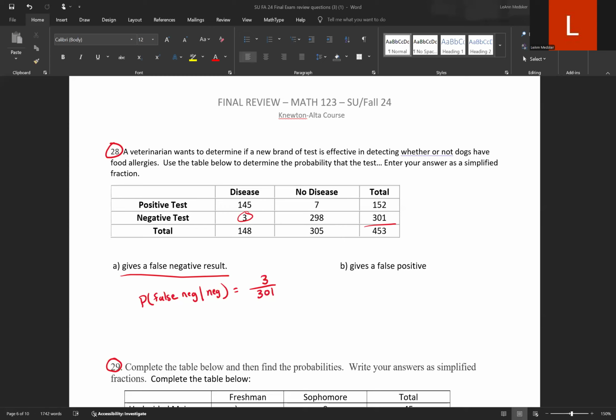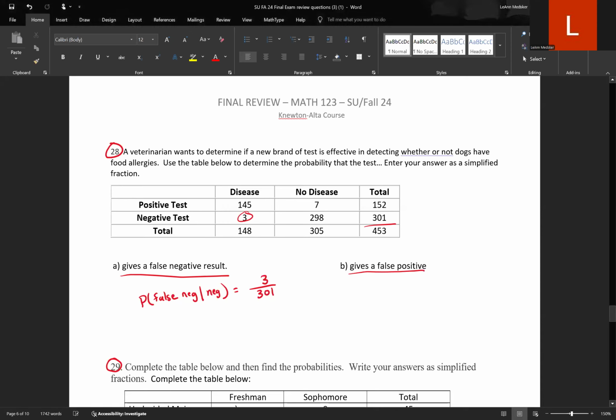All right, so here's part B. We're doing a gives a false positive, which is when we're looking at ones that give a false positive result, given that we already know that the result was positive. So we're looking at just total positive tests, which is 152, and a false positive means it told you you were fine, but you were not actually fine.